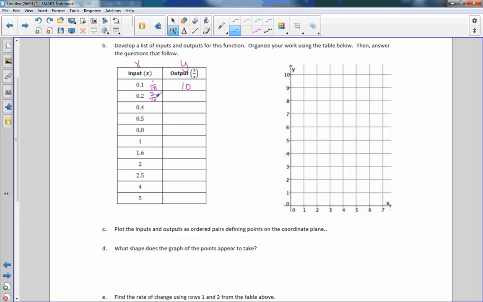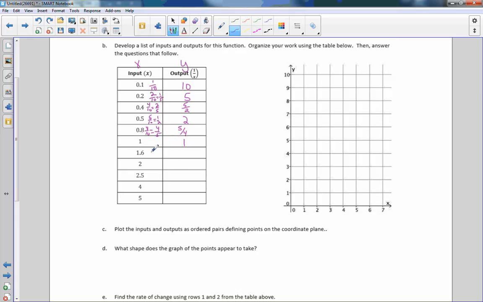2/10 is 2 over 10, which is 1 over 5. So this is 5. 0.4 is 4 over 10, which equals 2 over 5. So that's 5 halves, or 2.5. 5/10 is 1/2. Flipped over is 2. 0.8 is 8/10, which reduces to 4/5, which flipped over, or taking the reciprocal of it, is 5/4, or 1 1/4. The reciprocal of 1 is 1.